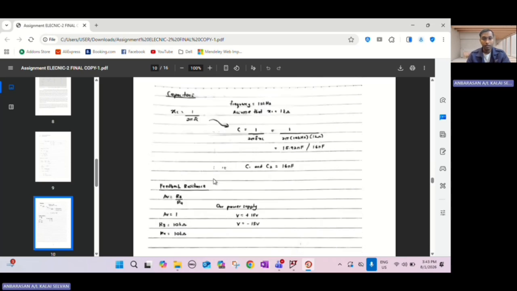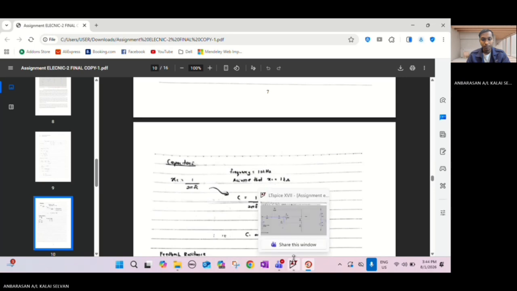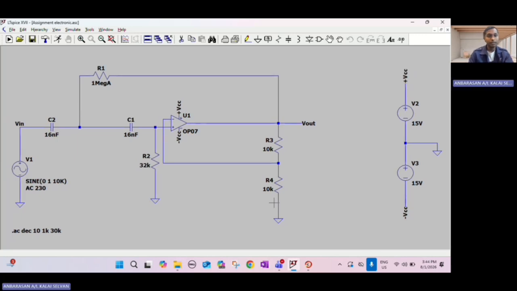Okay, so I show now the circuit, madam. So this is our circuit. Firstly, we take the LM741 op-amp, and the 1 megaohm, and C1 is 16 nanofarad, and C2 is 16 nanofarad, and R2 is 32 kiloohm. As a calculation, we get 31.67 something. So we take the 32 kiloohm, and R3 and R4 are 10 kiloohm, and the voltage is plus minus 15 volt, madam.